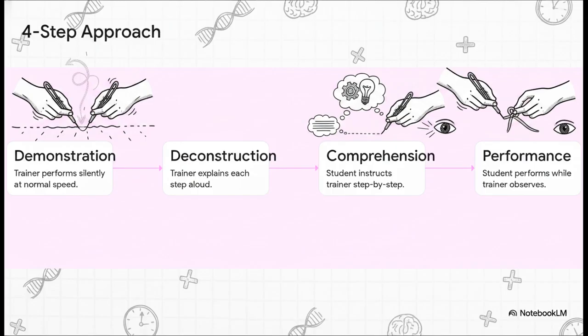Then, step 2, deconstruction. The trainer repeats it, but this time breaks it down, explaining every single step out loud. Step 3 is comprehension, and honestly, this is where the magic happens. The cognitive load shifts entirely. The student now has to verbally instruct the trainer on exactly what to do. Finally, step 4, performance. The student actually takes the instruments and does the procedure themselves while the trainer observes.